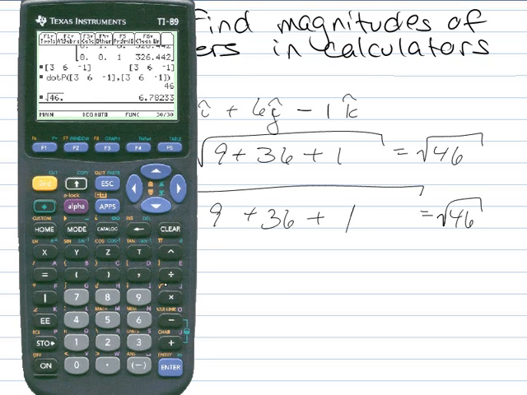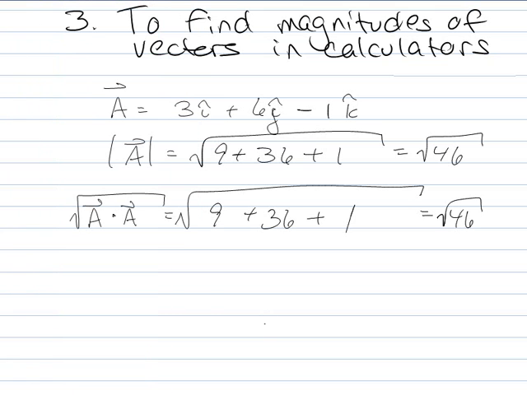So taking the square root of the dot product is also a very useful thing to do, to use it to find magnitudes. It's kind of fun.